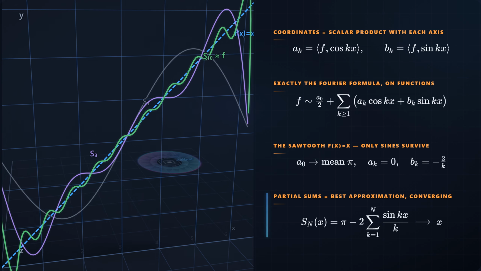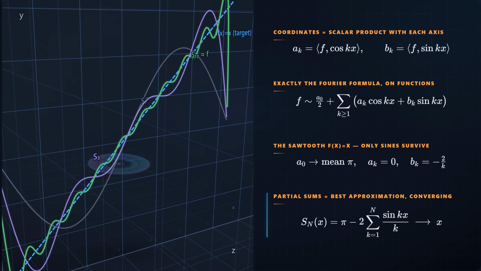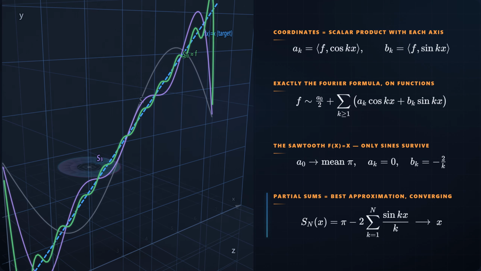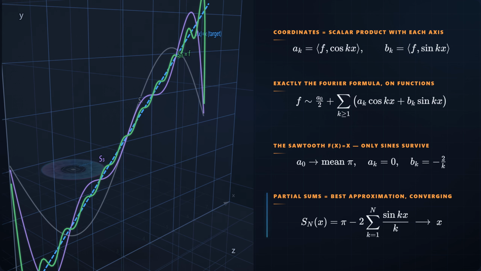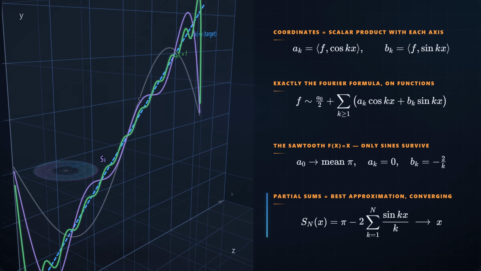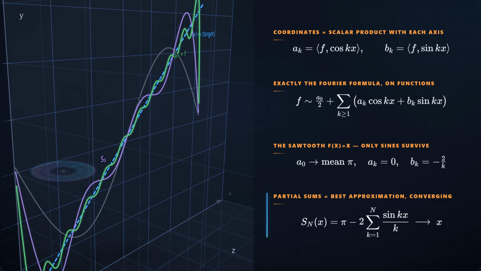And that's Fourier, a function rebuilt from perpendicular waves, each weighted by a single scalar product, the exact same idea as coordinates in an orthonormal basis, stretched all the way to infinite dimensions. So Fourier coefficients are coordinates. The Fourier series is a projection, and the partial sums are the best approximation, part 3, running on functions.